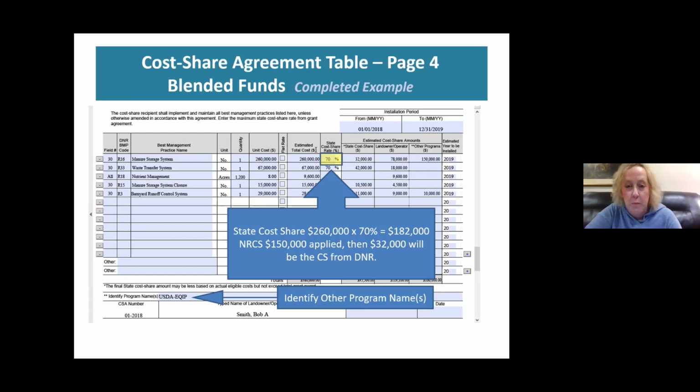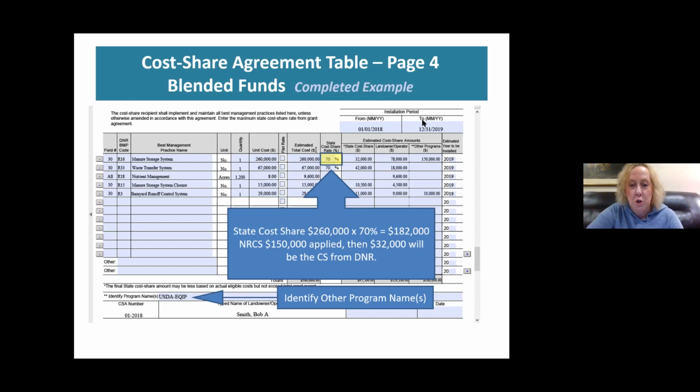However, for this particular practice, there are $150,000 of EQIP funds at play. So you can see here that EQIP is providing $150,000. Given that the practice costs $260,000 and we have EQIP paying $150,000 and the landowner paying $78,000, the state share is actually reduced to $32,000 in terms of cost sharing from the TRIM grant. So the TRIM grant is essentially paying the balance.